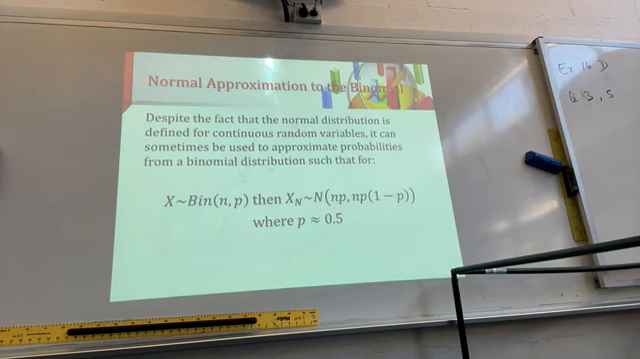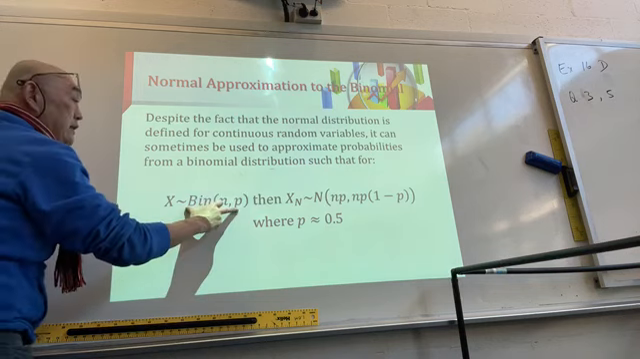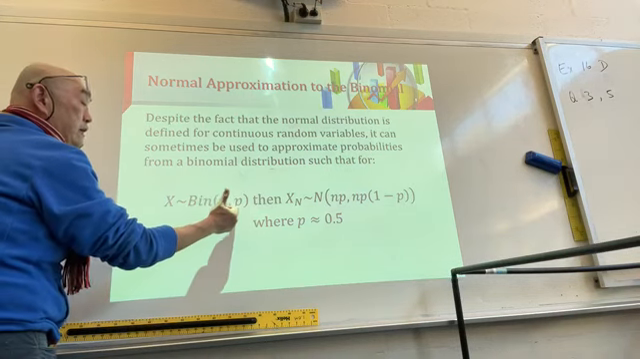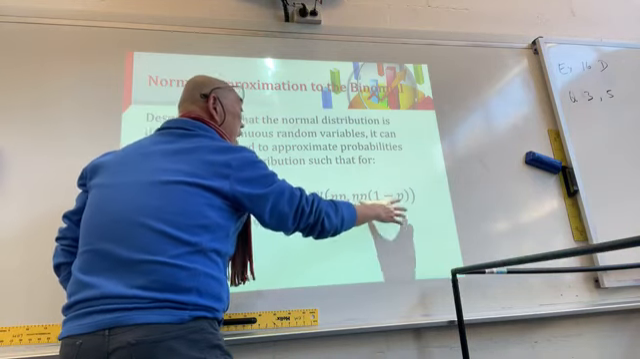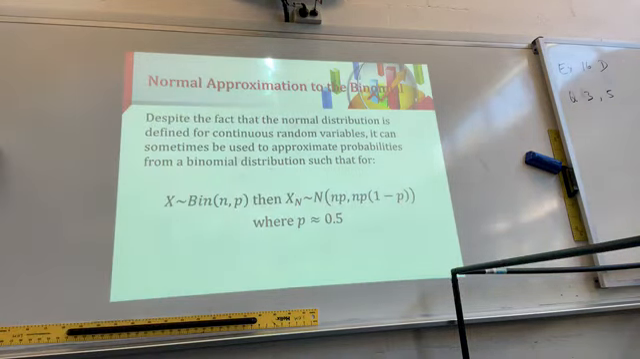Can you please write that down? So, this is binomial, with number of trials and the probability of success. This is normally distributed, with the mean and the variance.